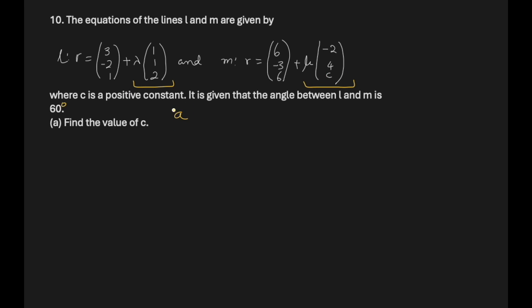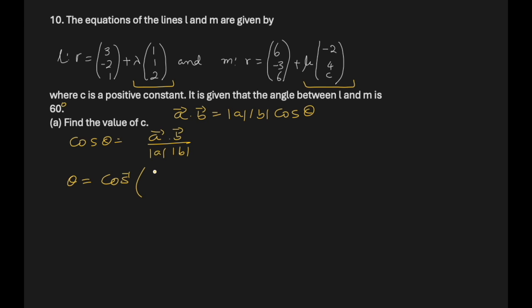So we know that A dot B is magnitude of A multiplied by magnitude of B cos theta, where theta is the angle between them. So this gives us cos theta equal to A dot B divided by absolute A and absolute B, which means theta is equal to cos inverse of A dot B over absolute A absolute B.